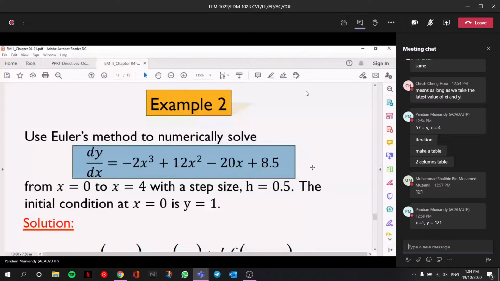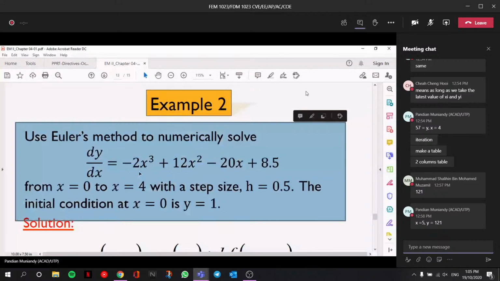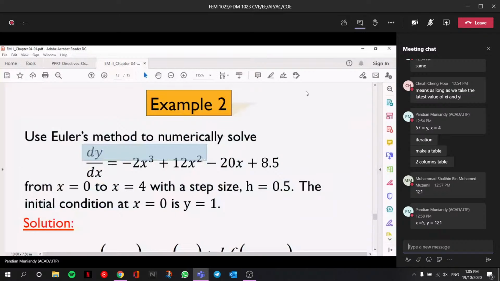This one, use Euler's method to numerically solve dy/dx. So you are finding the output y. Of course, this is separable, class. You can see this equation is a separable equation. So you want to solve this from x0 to 4 with step size h equals 0.5.